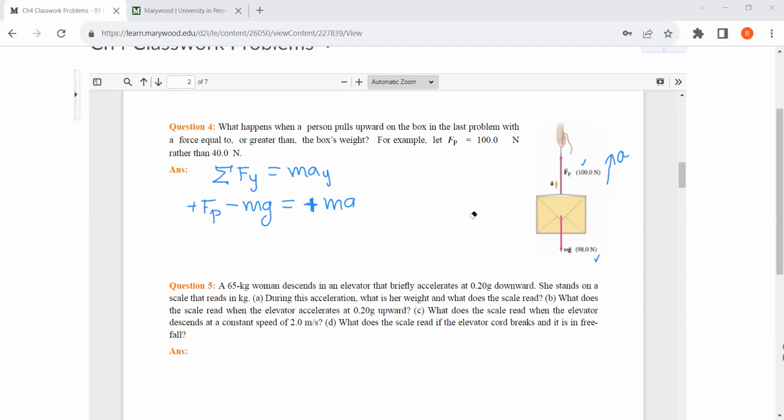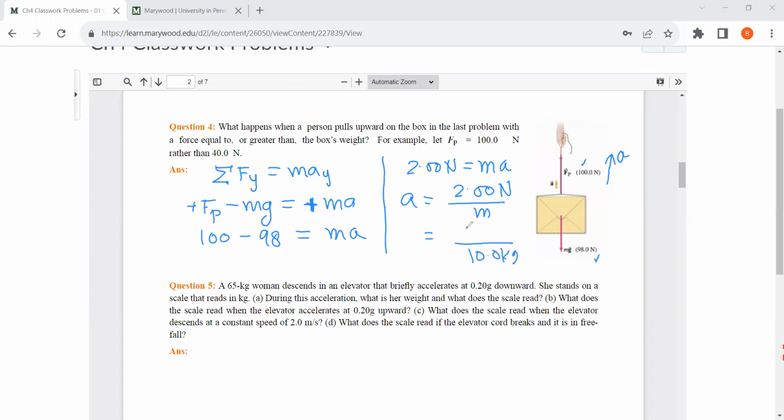All right, so I want to know what the acceleration is. This is 100 Newton, 100 minus 98 equals ma. So the left hand side is 2 Newton equals ma. So a equals 2 Newton divided by m, which is 10 kilogram. So 2 divided by 10 is 0.2 meter per second square. So this box will be moving upward with 0.2 meter per second square acceleration.